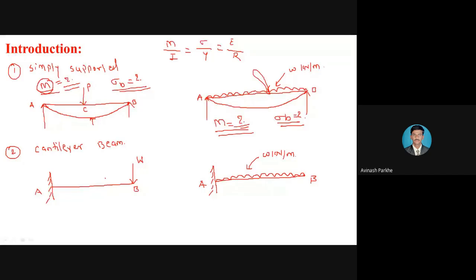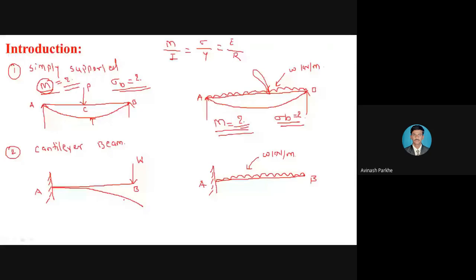Similarly, in case of a cantilever beam, what is the construction of the cantilever beam? One end is fixed, another end is free. And in case of a cantilever beam, the first figure shows the standard case: one end is fixed, another end is free, and the point load is applied at the free end. So in that case, how the bending is taking place, you can see here. The bending takes place in the downward direction, which can be represented by the curve.